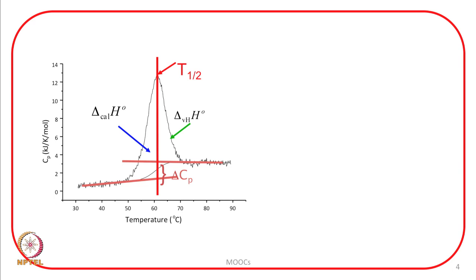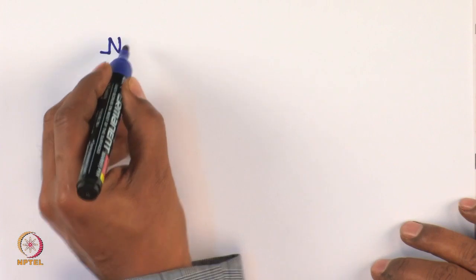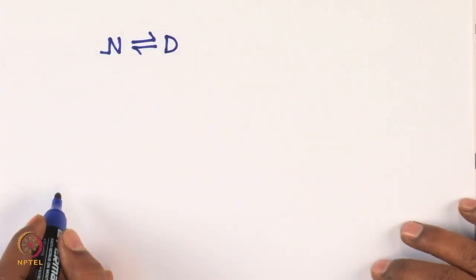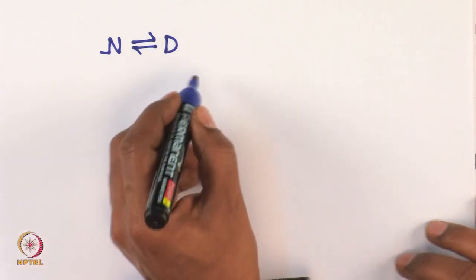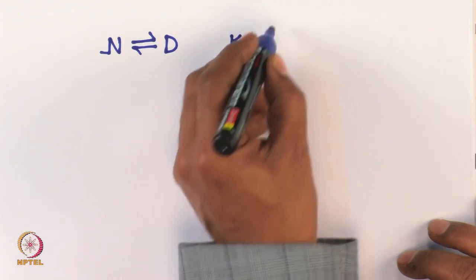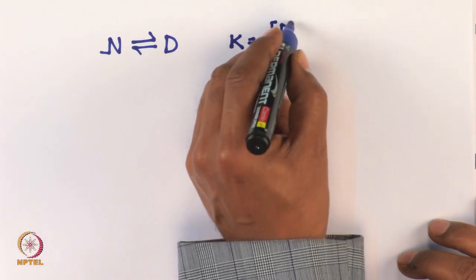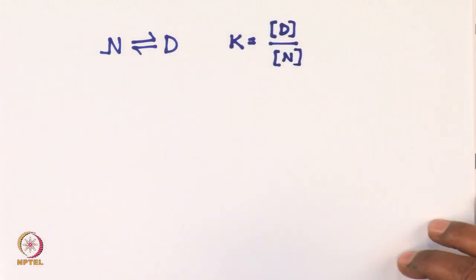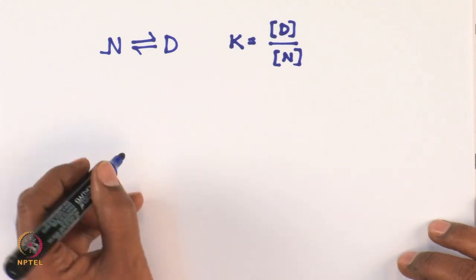The process under consideration is native state going to denatured state, and for this I can write the equilibrium constant as the concentration of denatured state divided by the concentration of native state. I am assuming the activities to be the same as concentration. In other words, I am assuming that the solution is very dilute.